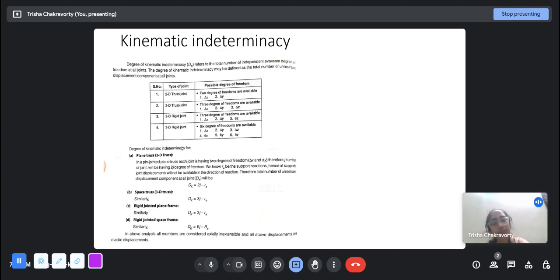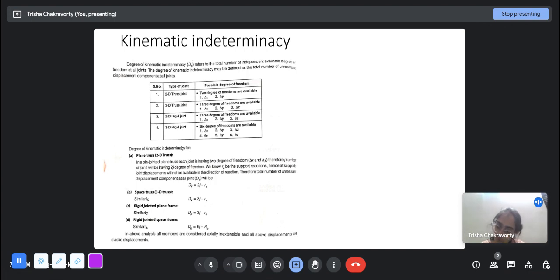So the total number of support reactions has to be subtracted because those are the restrained degrees of freedom, and 2j minus re is the number of unrestrained degrees of freedom, that is the degree of kinematic indeterminacy. By the exact same logic, for a space truss or a 3D truss, the degree of kinematic indeterminacy is 3j minus re.